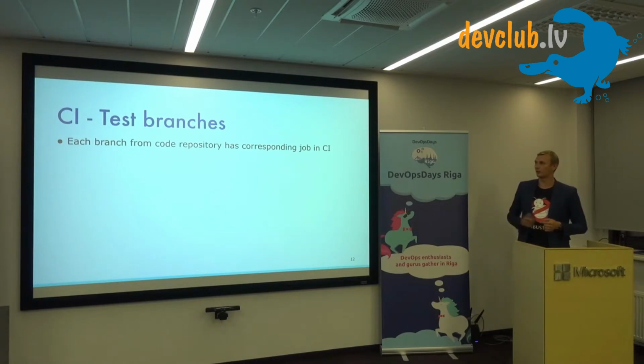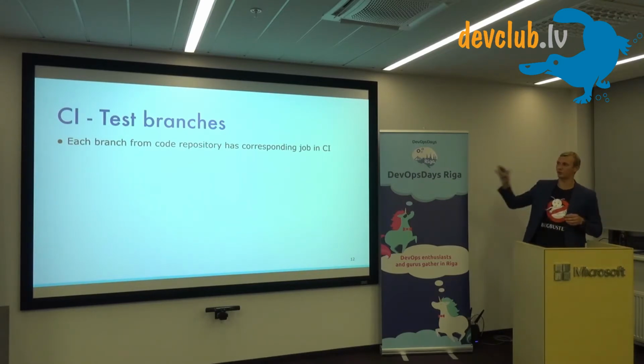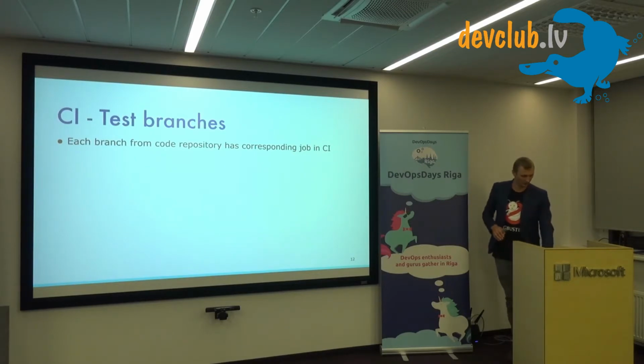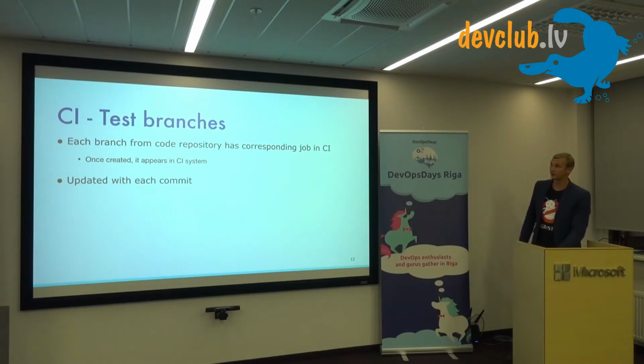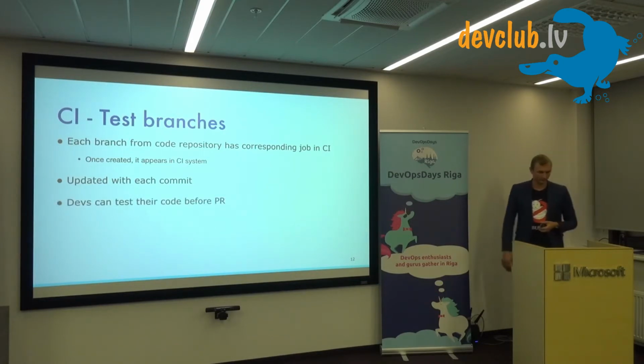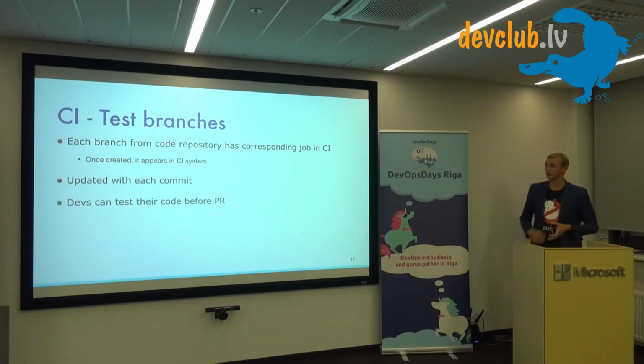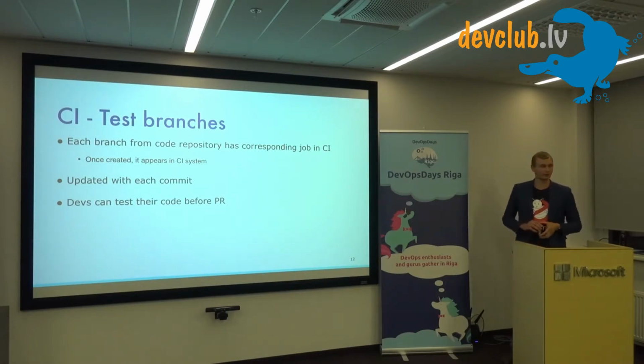And what this means to test branches, like every time when a new branch is created in the code repository, at the same time it will show up in the CI job. And the branches are updated with each commit in the CI system. Every time a new commit shows up in the CI system, the latest code also shows up. And that basically means that devs can test their code before creating a pull request.